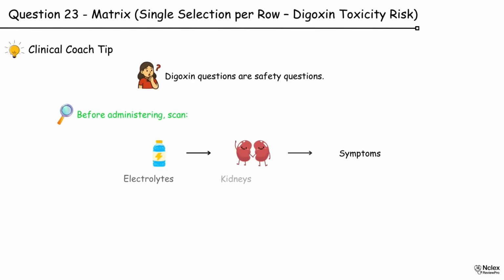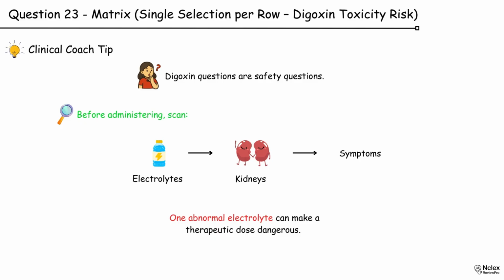Now here's the clinical coaching point. Digoxin questions are medication safety questions. Before administering digoxin, quickly scan electrolytes, kidney function, and symptoms. One abnormal electrolyte can make a normally therapeutic dose dangerous. That integrated thinking is exactly what NCLEX tests. All right, let's move on to the next question.